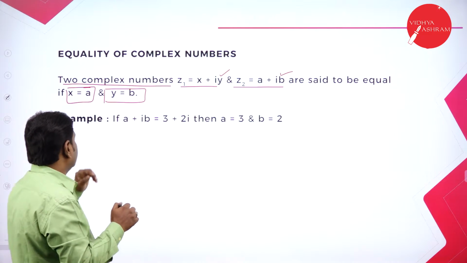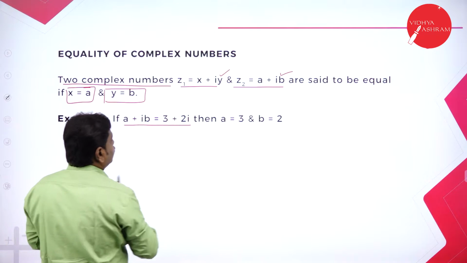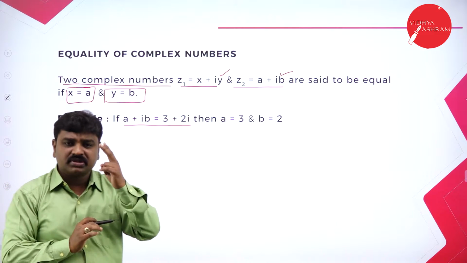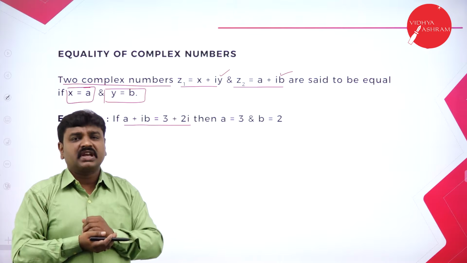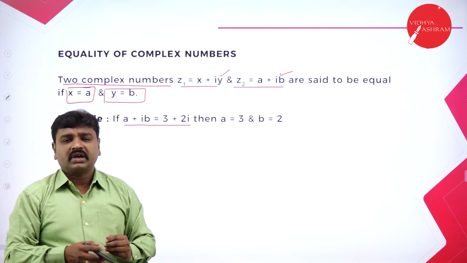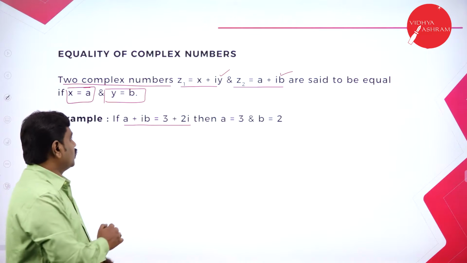So now they gave a plus ib is equal to 3 plus 2i. They gave two complex numbers that are equal. If two complex numbers are equal, then the real part should be equal and the imaginary part should be equal. What is the real part here?